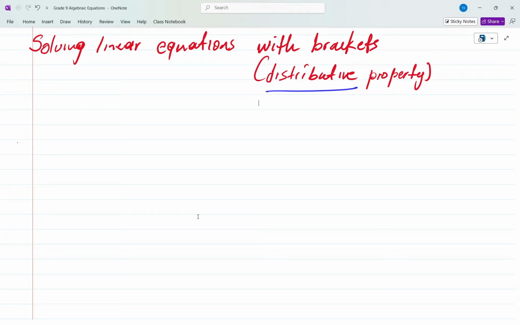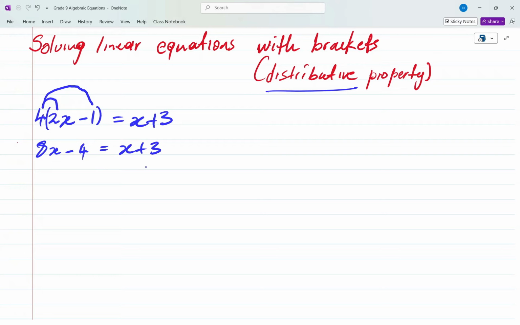So without wasting any time, this is the first example of our video. We have 4, 2, open bracket, x minus 1, and then you have x plus 3 on the right hand side. When we say we have distributive property, we simply mean that this 4 is going to multiply this 2x, which is going to give you 8x. And then this 4 will multiply this negative 1, which is going to give you negative 4. And then on the right hand side, you're still having x plus 3.